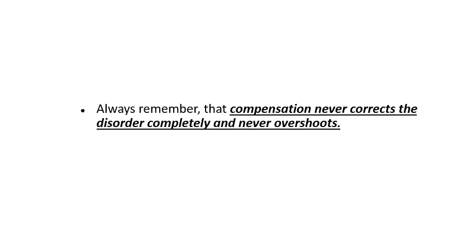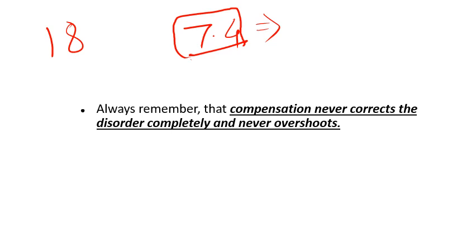Always remember that compensation tries to correct the disorder, but it is never able to correct the disorder fully. So pH will never normalize because of compensation. If you have a metabolic acidosis and you compensate by increasing the ventilation, pH will never be 7.4 in a state of compensation. If you see a pH of 7.4 in the presence of a bicarb of, say, 18, it means that there is something else going on, because the pH is never fully corrected. So how to go about it? Let's see.